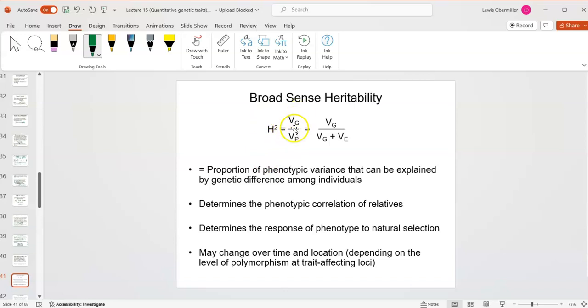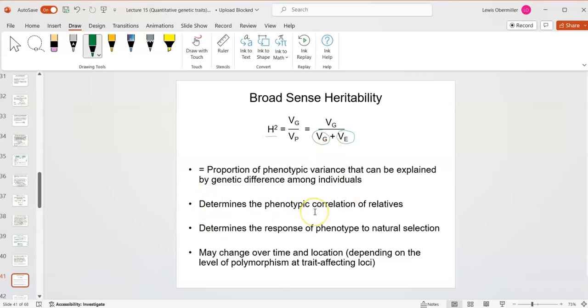So, if we write it out, it's written as a capital H squared. That's the variation of genetics divided by the variation in the phenotype. Remember, the variation in the phenotype is simply the genetic variation plus the environmental variation. So that's broad sense heritability.